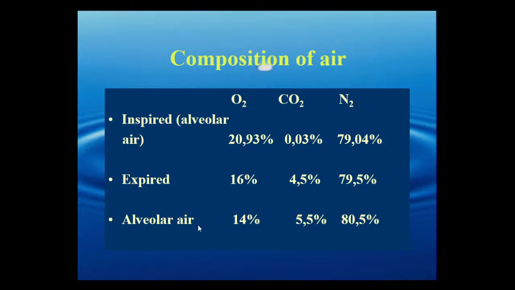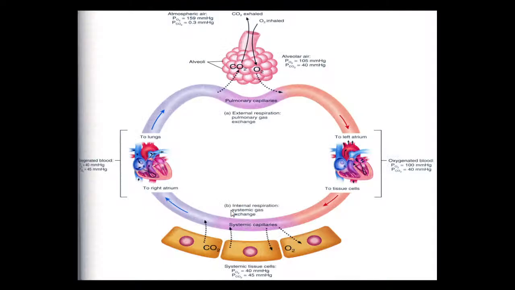Expired and alveolar air have some differences in quantity of gases, because expired air is a mixture between air of anatomical dead space, where gas exchange does not occur, and alveolar air, it's a composition of air which fully would be exchanged in alveoli.